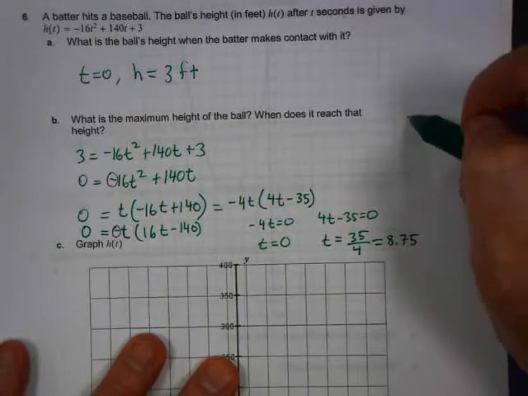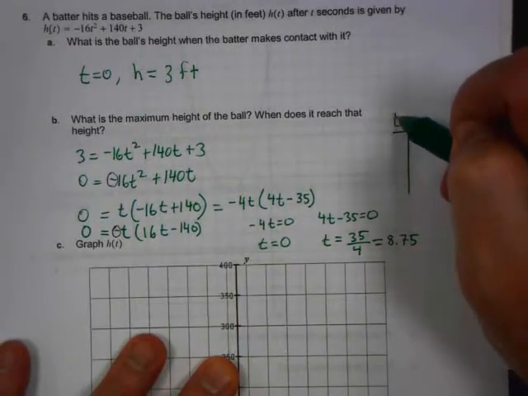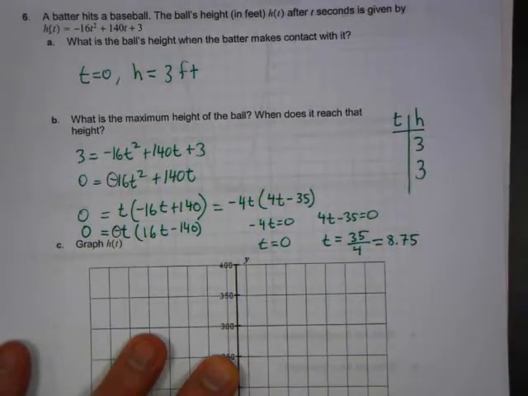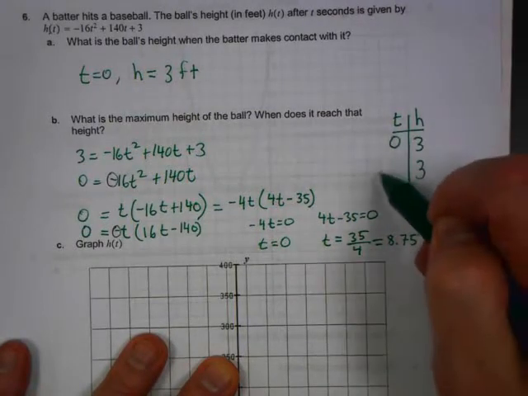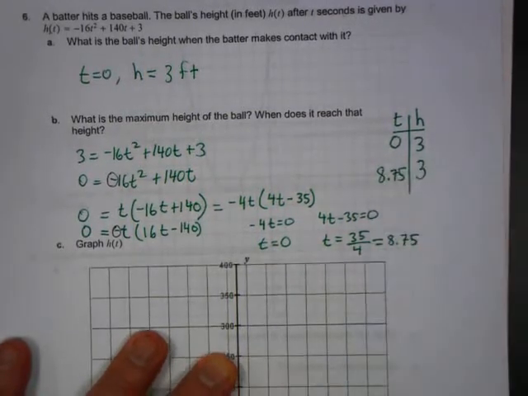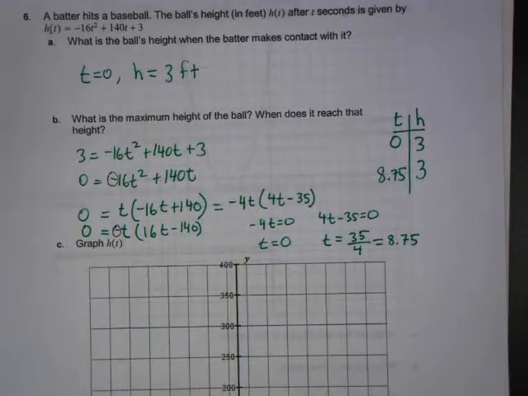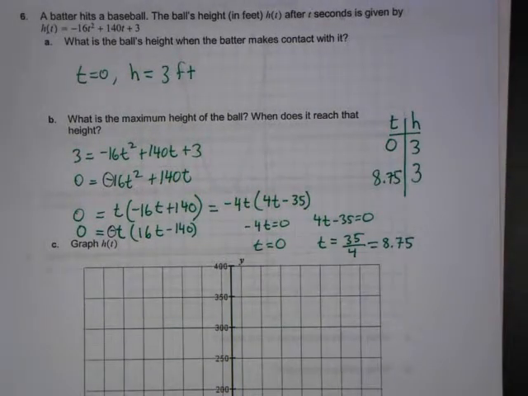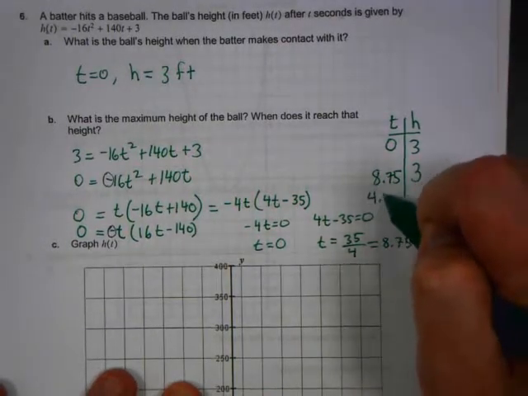Okay, so here's what we just found out. If I plug in 3 for my h number, I get two answers. I get 0 and I get 8.75. How does that help us to find our vertex? In the middle of 0 and 8.75. The vertex has to be halfway between 0 and 8.75. 4.375. So you take 8.75 and you divide it by 2, and I agree, you get 4.375.